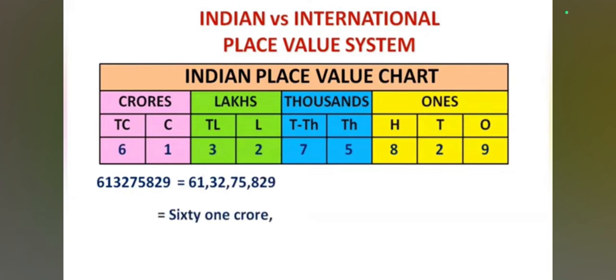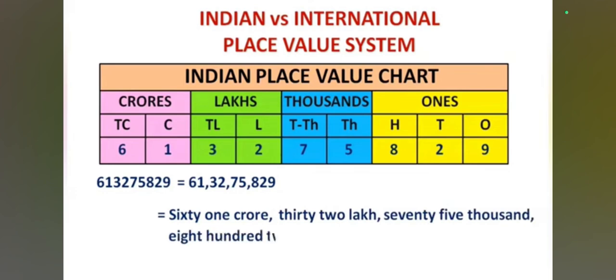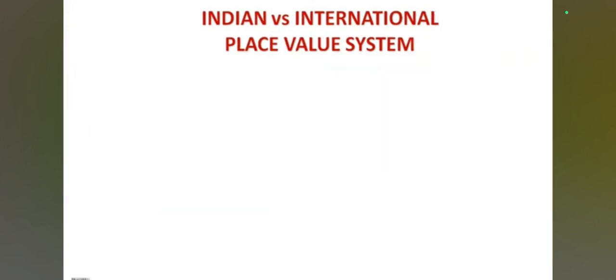As 61 is in crores period, it is 61 crore, and 32 is in lakhs period, so 32 lakh. 75 is in thousands period, so it is 75,000. Finally, 829 is in ones period, so simply 829. Now, let us see the same number in the international system also.